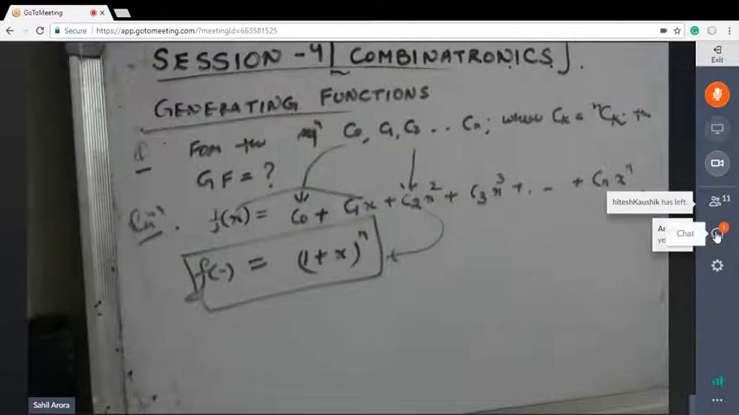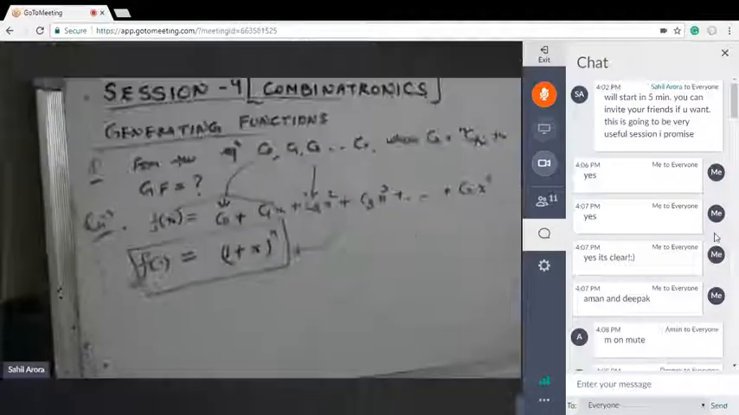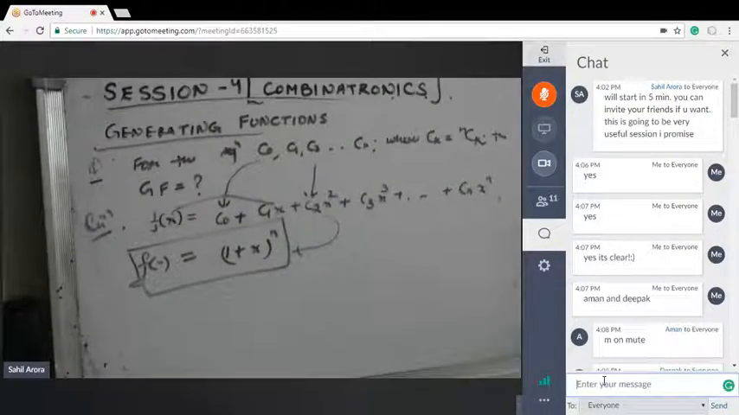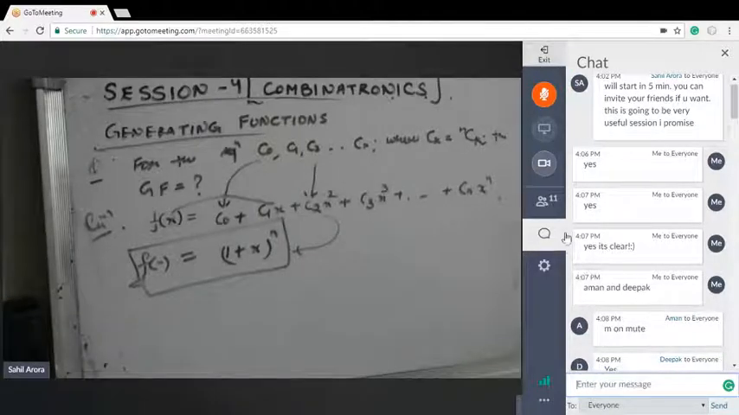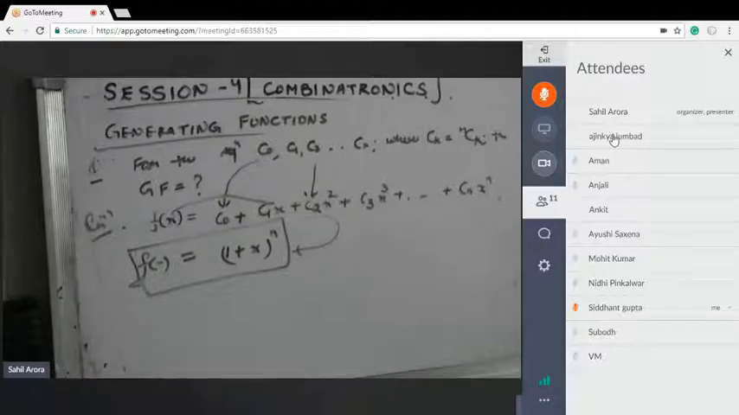Anjali says yes. Nidhi says yes. Ankit says yes. See, I'm starting from very basics, then I will be coming on to the difficult questions also. So don't worry about that. But first we'll start from very, very basics, right?